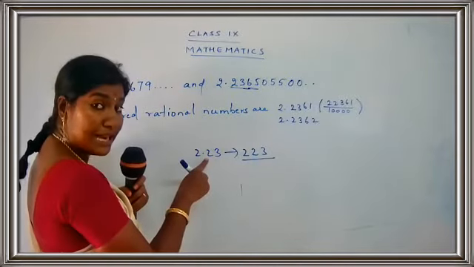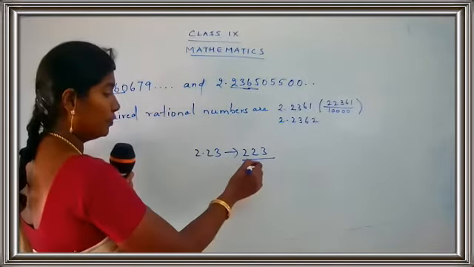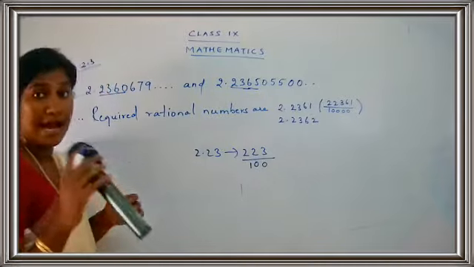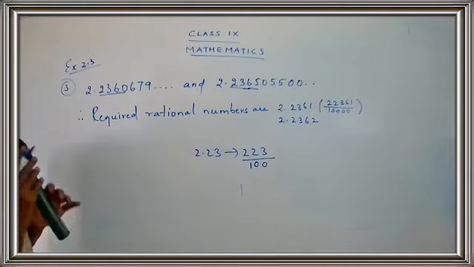If you have 2.23, it will be written as 223 upon, how many numbers are there after the decimal point? 2. So you have to put 1 and 2 zeros. That makes 100. 223 upon 100.